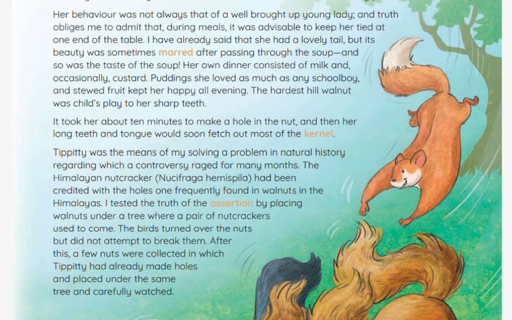I have already said that she had a lovely tail, so we all know that the squirrel has a very, very beautiful tail, but its beauty was sometimes marred after passing through the soup, and so was the taste of the soup. Her own dinner consists of milk and occasionally custard. So see, children, as the writer said, it was a very beautiful tail, but sometimes it can be messy, just passing through the soup. And the dinner is milk and occasionally custard.